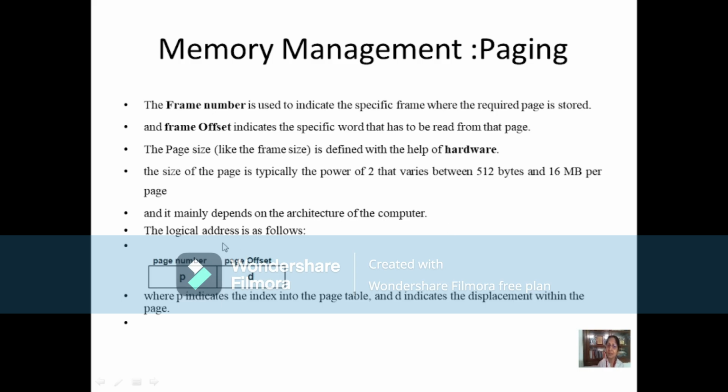Logical address is divided into two parts, as we have seen before. The first part is known as the page number and the second part is known as the page offset. This page offset D is also known as the displacement within the page.